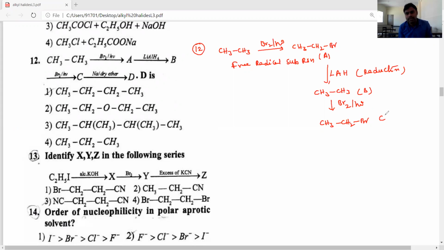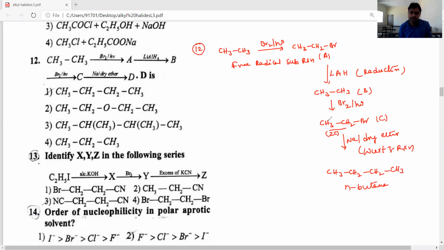This is C. This C reacts with sodium metal in the presence of dry ether. Dry ether means Wurtz reaction. So what is the Wurtz reaction? 2 moles of alkyl halides react in the presence of sodium metal, forming a higher alkane. Here 2 carbon atoms are present, so the alkane has 4 carbon atoms: CH3 CH2 bond CH2 bond CH3. N-butane, or butane, is the product. So the first option is correct.